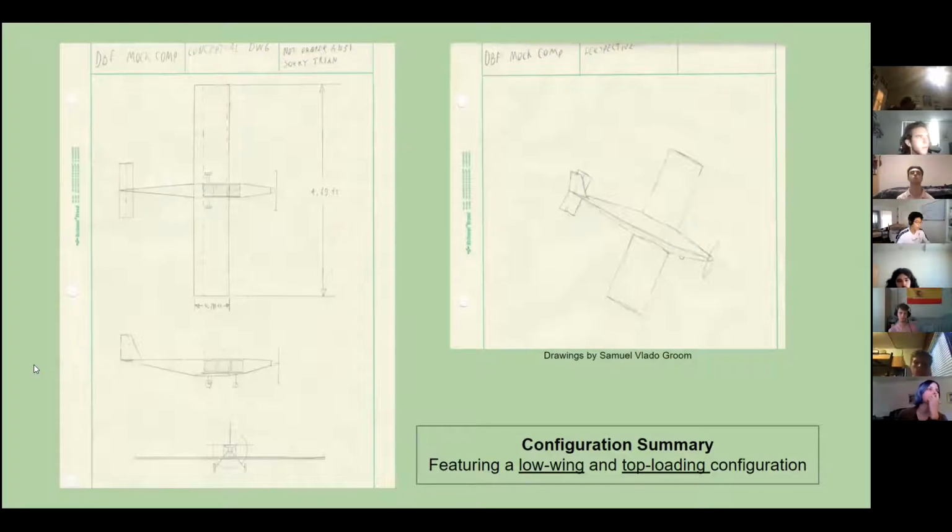We went with a conventional tail because we couldn't think of a compelling reason to use any other layout, and that's what there would be the most experience and data about. The landing gear here is shown as a tricycle gear, but that's not finalized and could easily change.